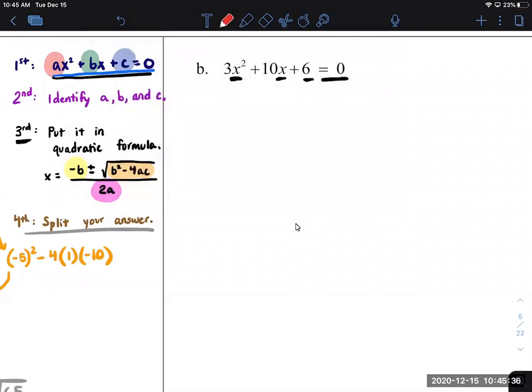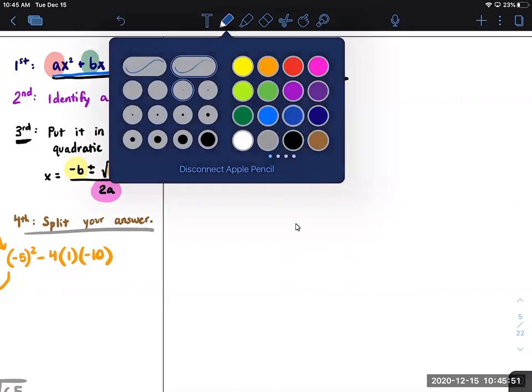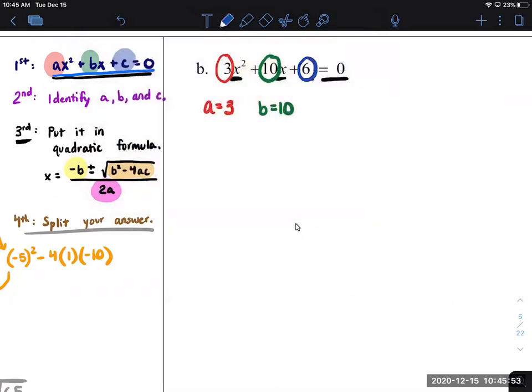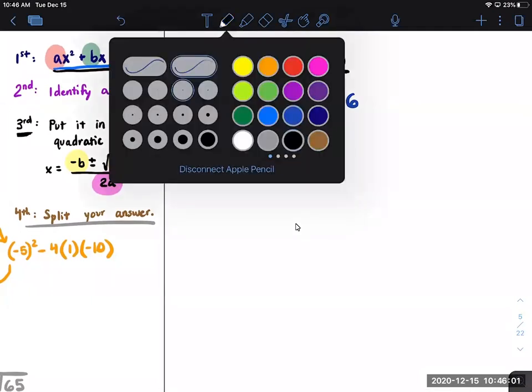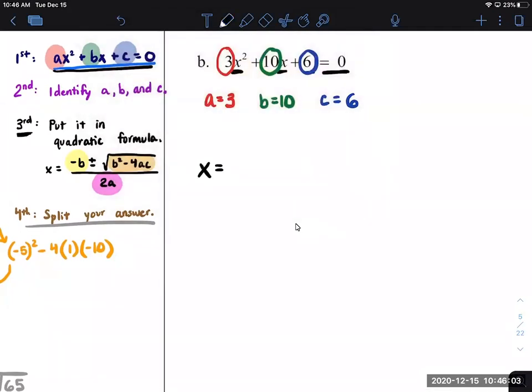Now we need to identify a, b, and c. Well, remember that a is the number before x squared. So I have a equals 3. B is the number before the x, so that is 10. And c is the number without any x's, so that is 6. Then I put those in the quadratic formula, so I'm going to write it out.